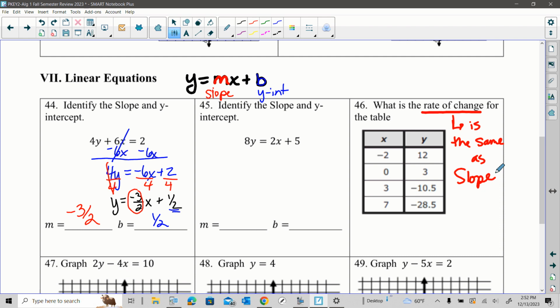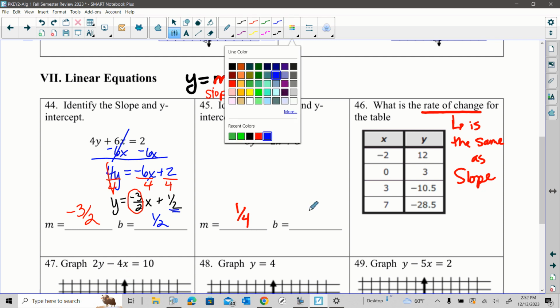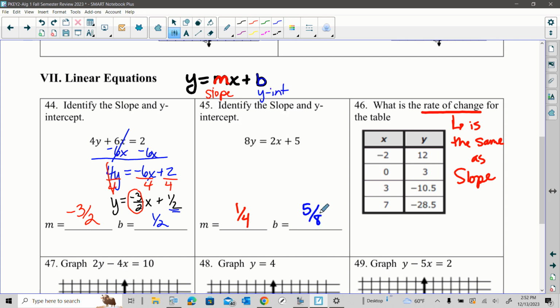All right, so if you attempted 45, hopefully you got your slope is the fraction 1/4, and your y-intercept is the fraction 5/8. So check your work, make sure it matches these answers. Now, rate of change on 46.